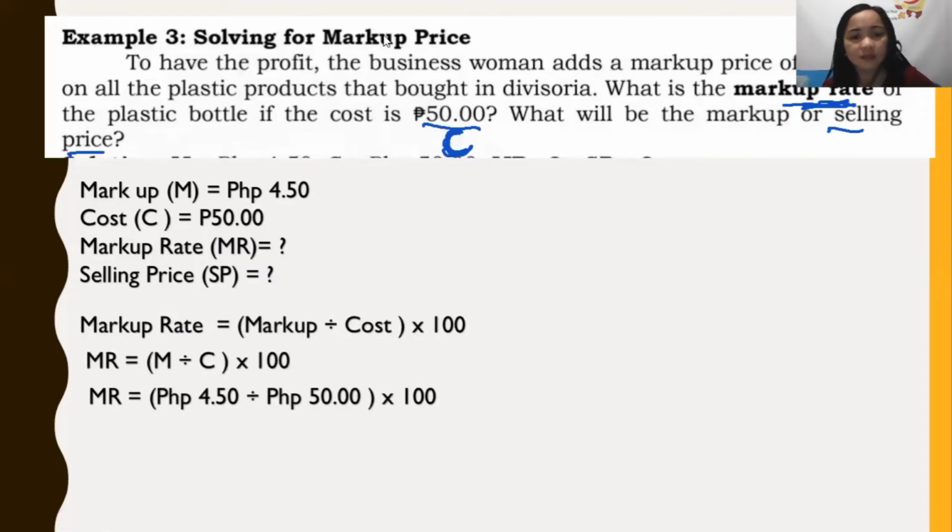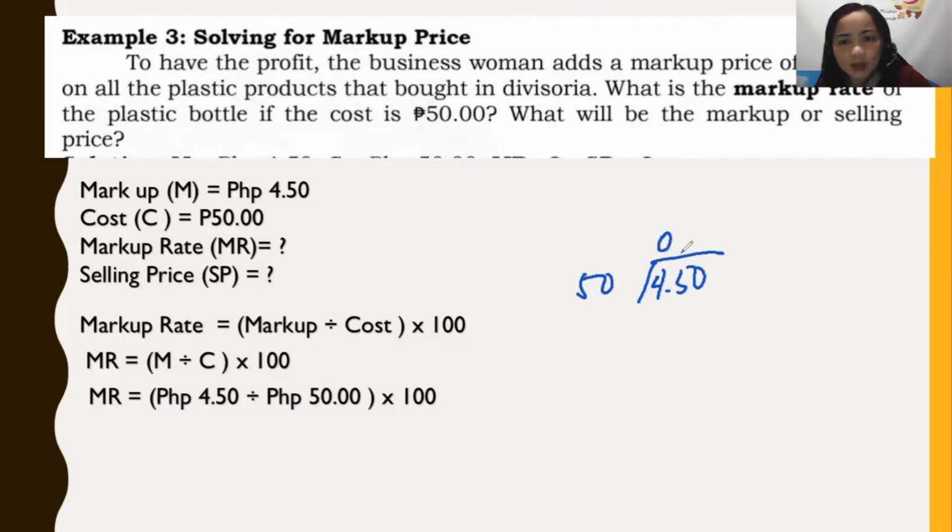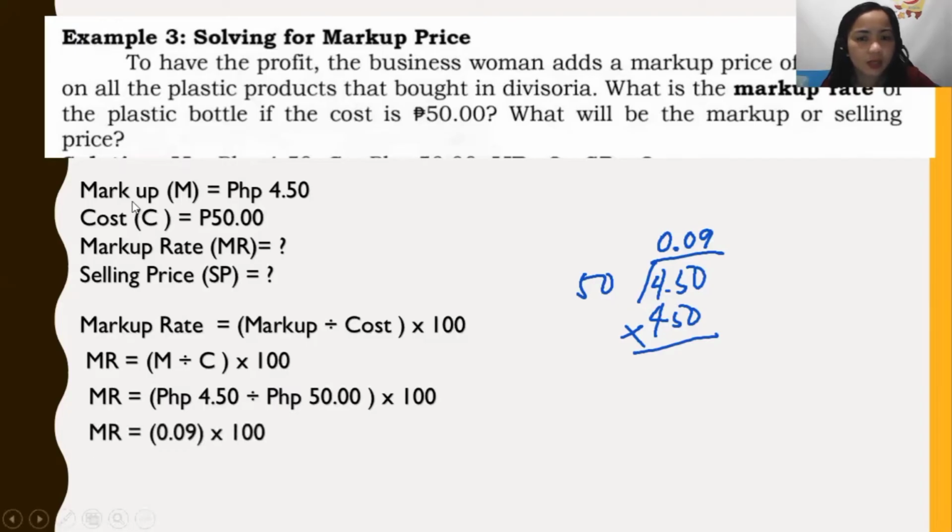I-divide natin. So we have 4 pesos and 50 centavos divided by 50 pesos. So 4 divided by 50 is 0. Just copy the decimal point. We have 45 divided by 50 is still 0. And then we have 450 divided by 50 is 9. 9 times 50 is 450 and that will lead you to 0.09 or times 100 we get 9%. So therefore, the markup rate of this product is 9%.